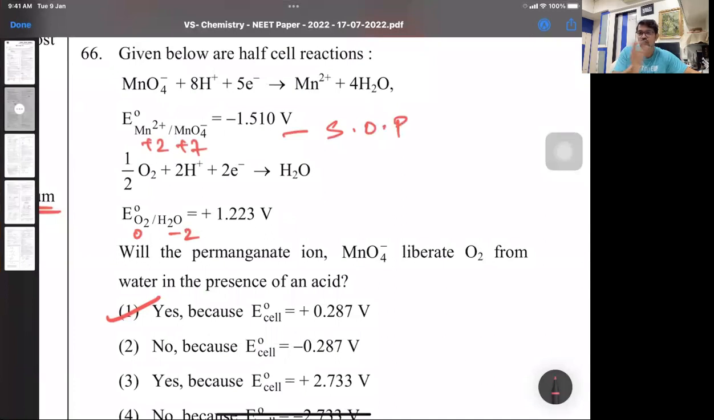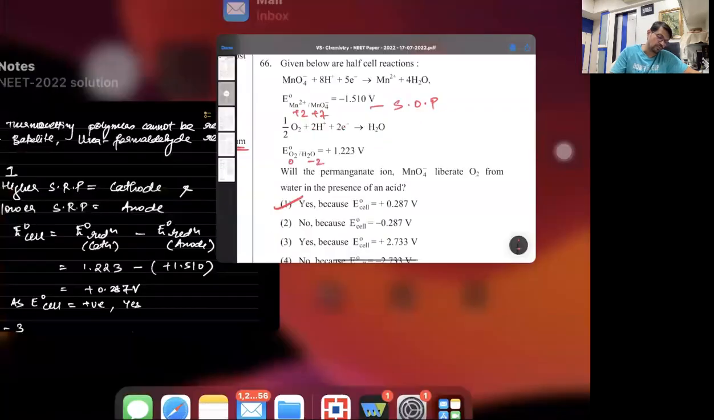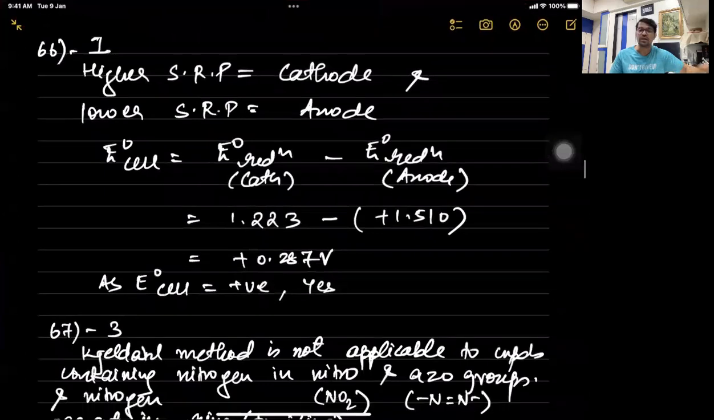+2 to +7. You have to convert it into SRP, so the value will become positive. From -1.51, it will become +1.51. So if you change that value, the answer comes to be positive. So as the E0 of the cell is positive, yes, the reaction is a spontaneous reaction. So KMnO4 will liberate oxygen.